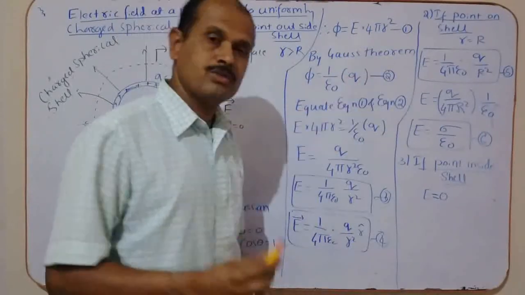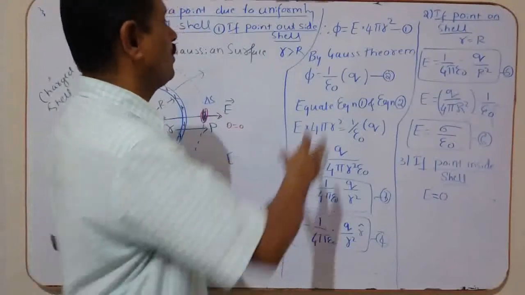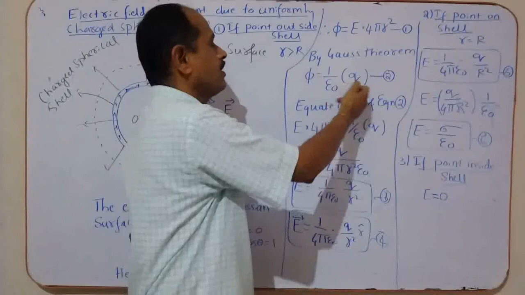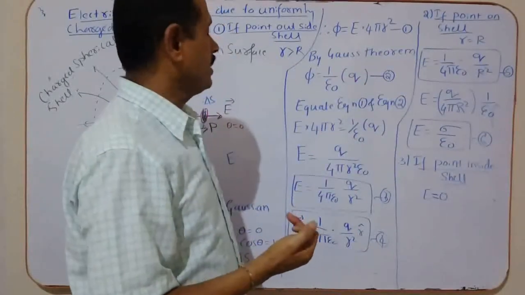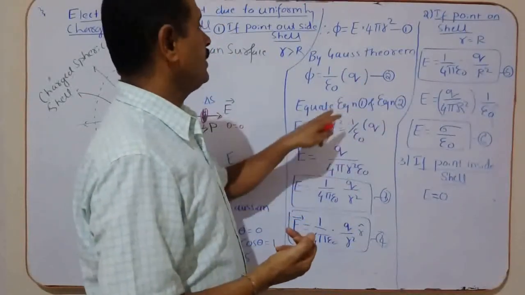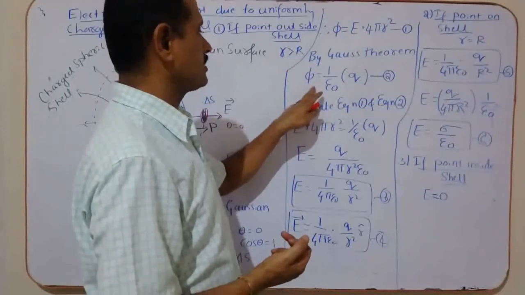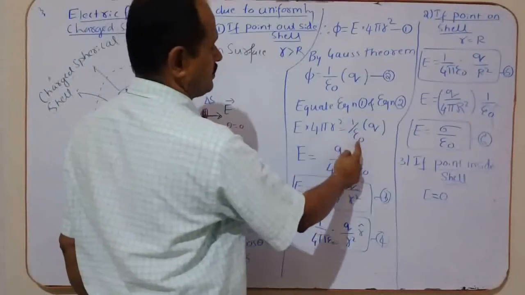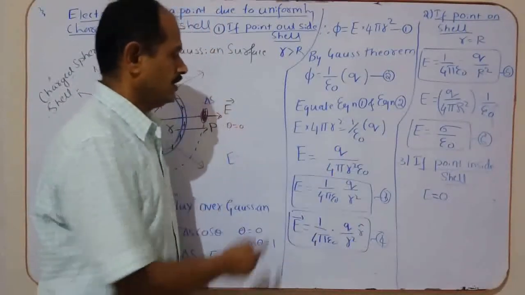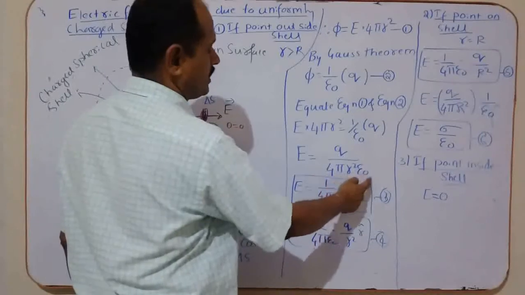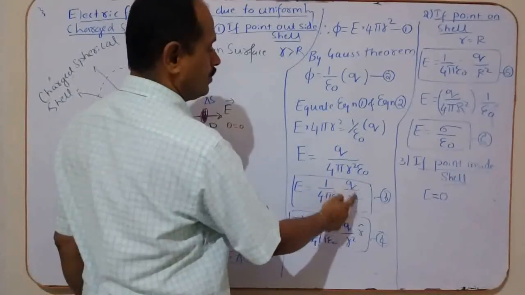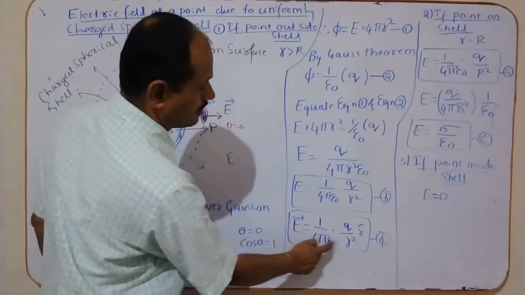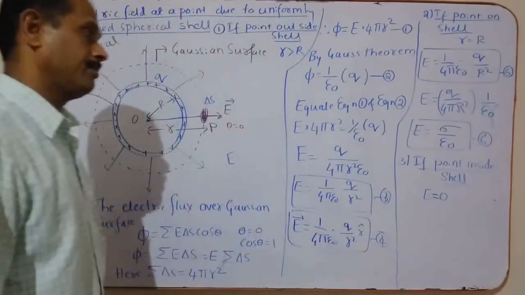By Gauss theorem, what is Gauss theorem? The total electric flux over the closed surface, the Gaussian surface, is 1 by epsilon naught times the total charge enclosed by the surface. Now equate these two equations. This is electric flux, this is electric flux. E into 4 pi r square is equal to 1 by epsilon naught Q. Now E is equal to Q divided by 4 pi r square epsilon naught, that is 1 by 4 pi epsilon naught, Q divided by r square. In vector form, vector E is equal to 1 by 4 pi epsilon naught, Q divided by r square into r cap.